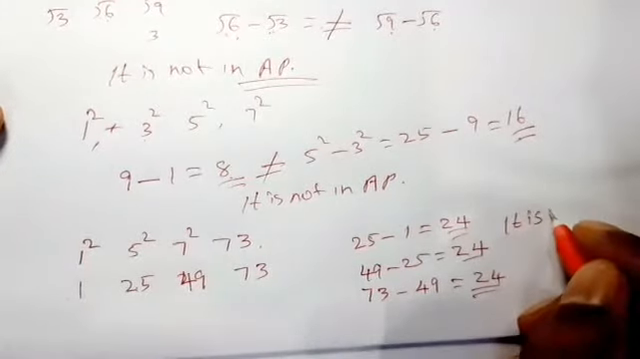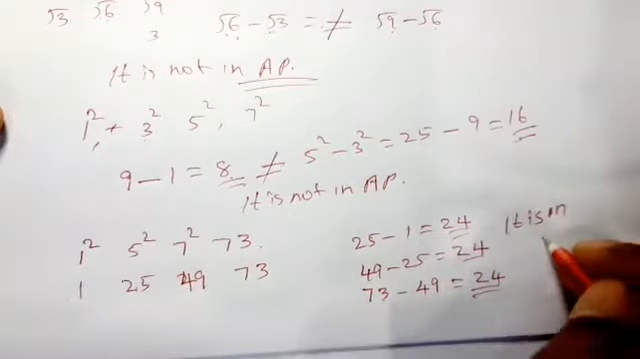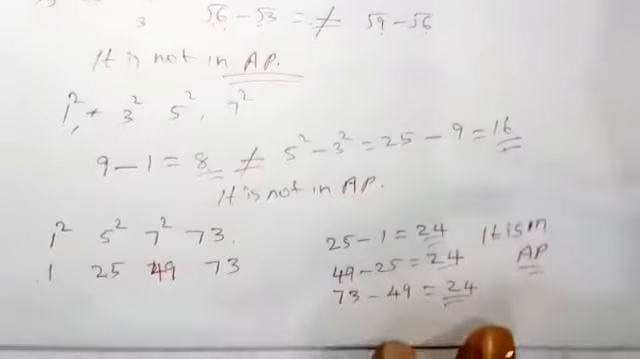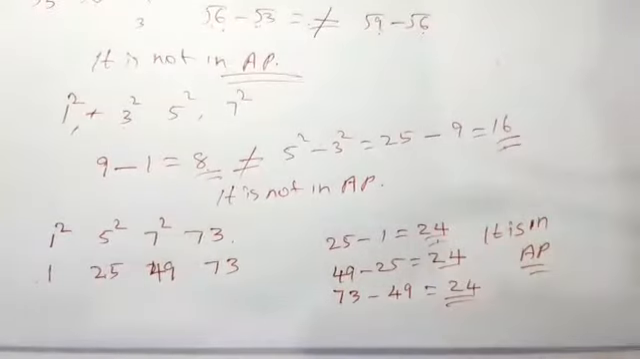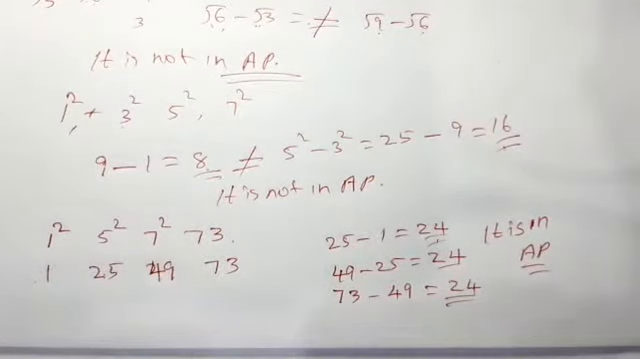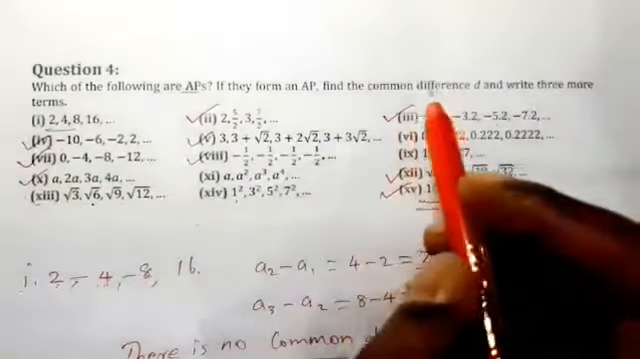So without checking, we should not go for guessing. If we are guessing, most of them will answer that this is not in AP, but it is really in AP because the difference is 24, which is common for each consecutive term. So now we are able to check which of the sequences are in AP or not. So we have to think, one more concept is there.